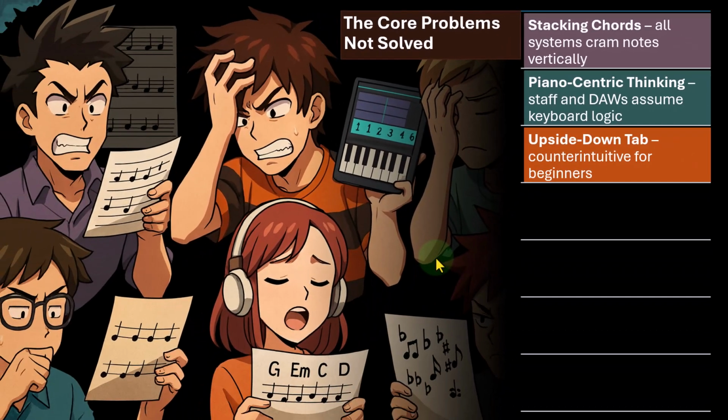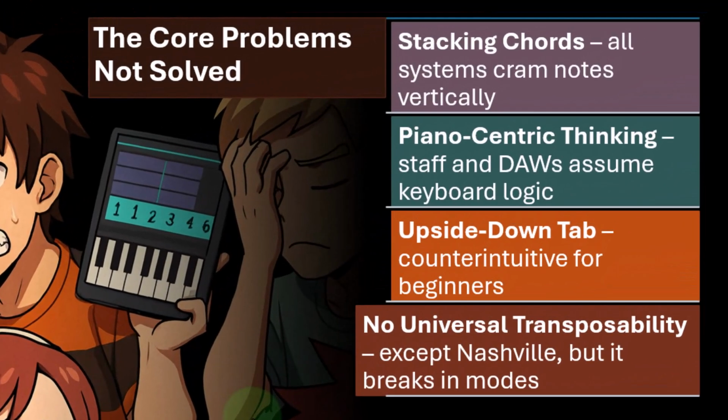That's not right. That's not fair to other instruments, including the computer, which should be its own instrument with its own data input that's optimal for that instrument. So we have an upside down tab, counterintuitive for beginners. Even guitar-focused tab is influenced by the piano-focused sheet music writing, which isn't optimal even for the guitar, even though it's tab designed specifically for the guitar. And there's no universal transposability.